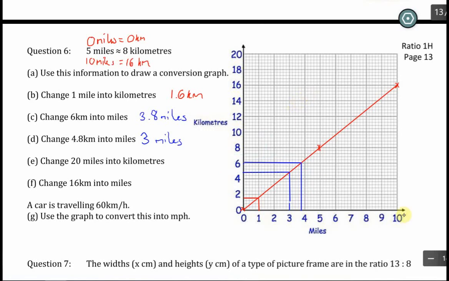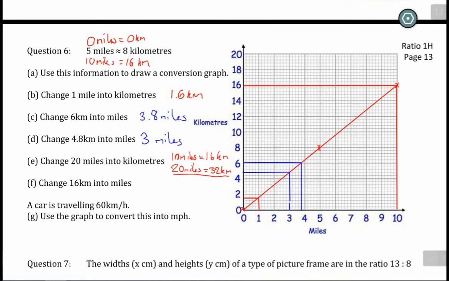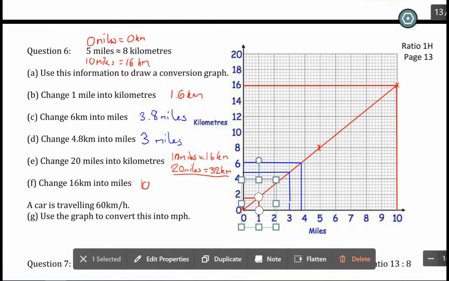20 miles into kilometers. Now, we don't have 20 miles on the graph, but we do have 10 miles. So remember what we said earlier, we can just double that information. So 10 miles is 16 kilometers, so 20 miles will be about 32. 16 kilometers into miles. So we just found out that was about 10 miles.